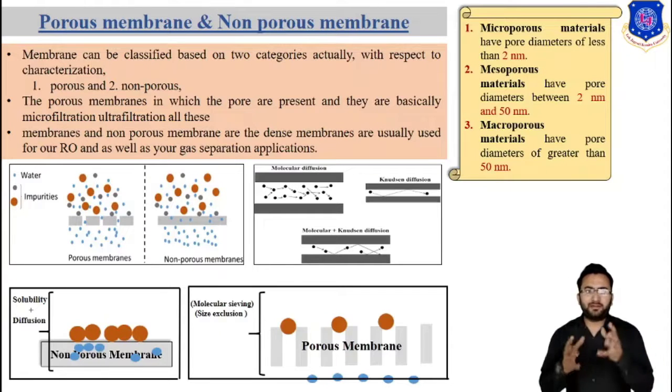We have discussed pore size in our various lectures. You may understand that as the pore size decreases, the membrane characterization also becomes a little more difficult. Membrane can be classified into two categories with respect to characterization. One is the porous membrane and the second is the non-porous membrane. The porous membranes, in which pores are present, are basically microfiltration and ultrafiltration membranes, and non-porous membranes are dense membranes, usually used for reverse osmosis as well as gas separation applications.